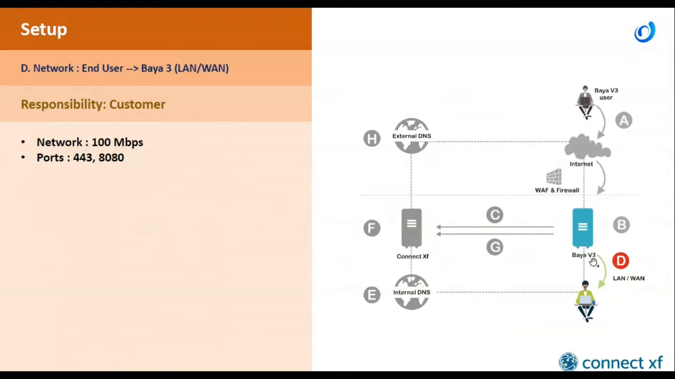D. At this point, the end user is using BIA v3 over LAN or WAN. Here, the customer needs to provide a network of 100 Mbps, and the ports required will be 443 and 8080 over the LAN and WAN for the BIA v3 server. So network 100 Mbps and ports 443 and 8080.